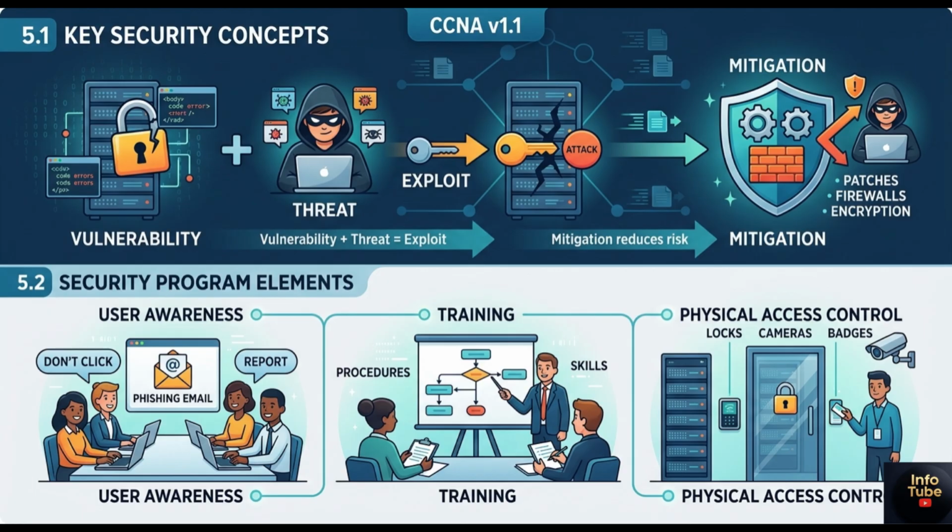5.2. Security Program Elements. Security isn't just about software, it's about people and physical space. A robust security program relies on three main pillars. User awareness. This is the first line of defense. It involves teaching users how to spot suspicious emails or phishing links. A well-informed user is less likely to accidentally let a threat into the network.